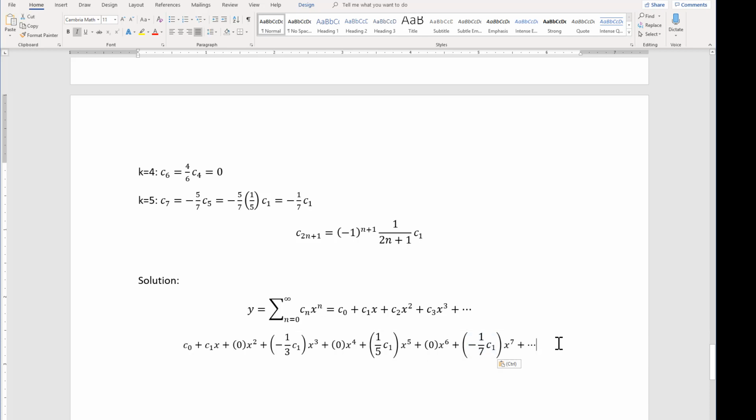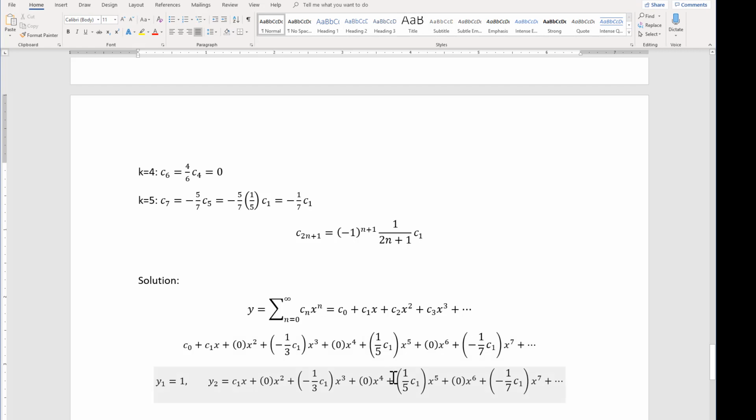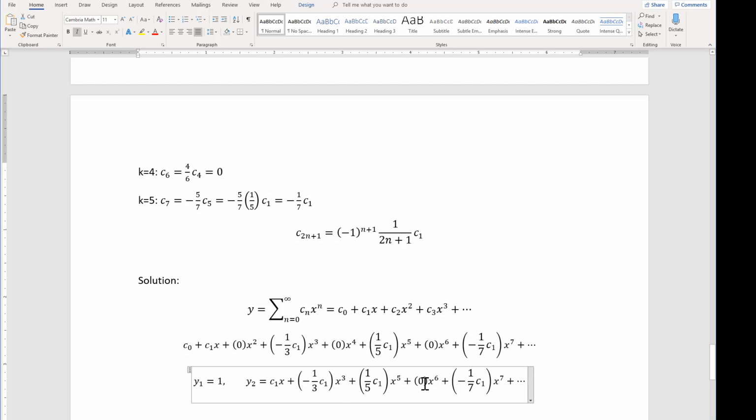So c sub 0 looks like it's by itself. So y sub 1 is going to equal c sub 0. And then for the others, the ones without the zeros, we can just imagine taking out the c sub 1 because it's a constant. So y sub 2, our second linearly independent function, is going to be essentially the rest of these things. Let me copy this down and take away the even terms, because we're not counting the even terms here.